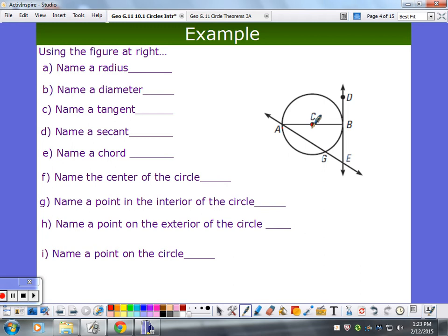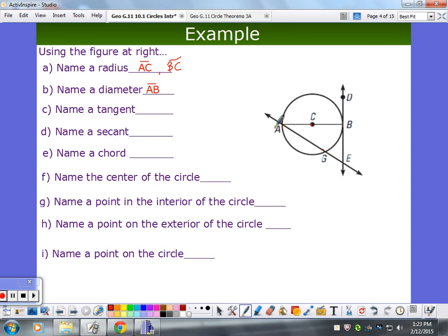A chord is a segment, and a secant is a line. That would be the difference. But yes, it's like you took a chord and stretched it out. So a radius, AC. What else? We have another radius on here. BC. I mentioned AC, but BC is one also. CB, CA, you can call it that. Name a diameter.